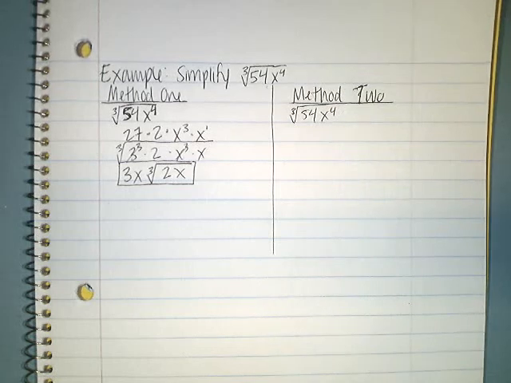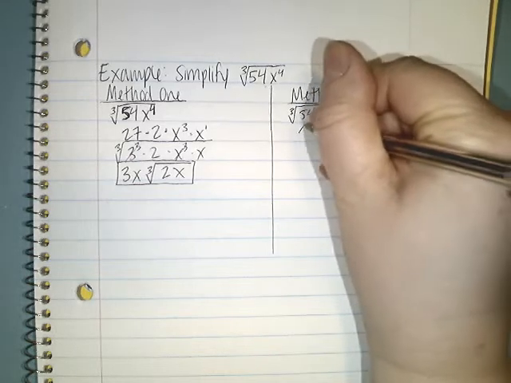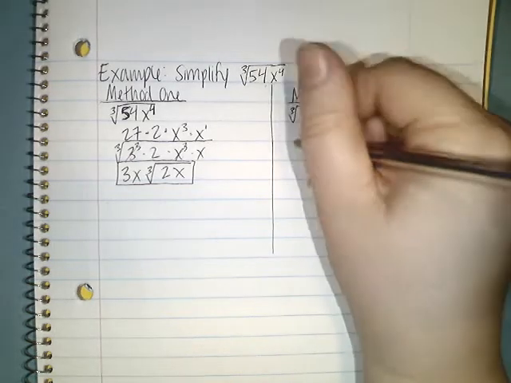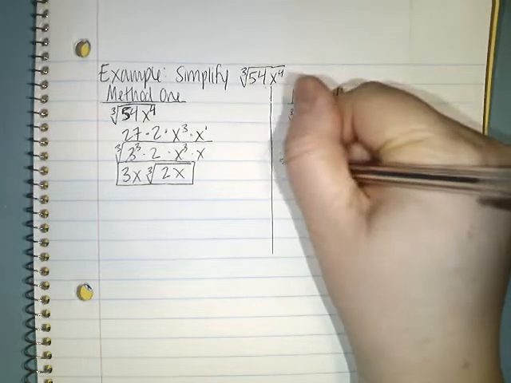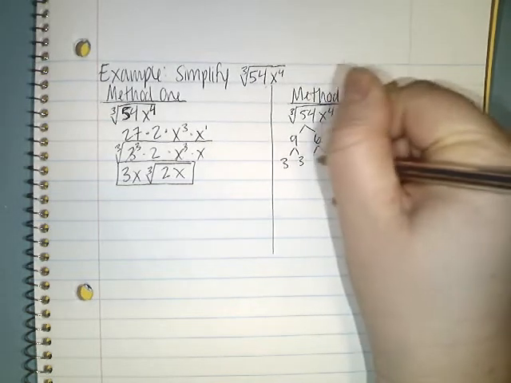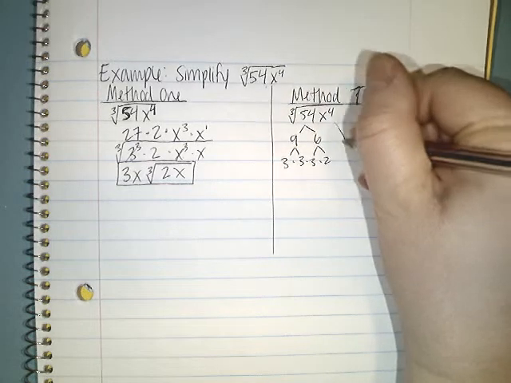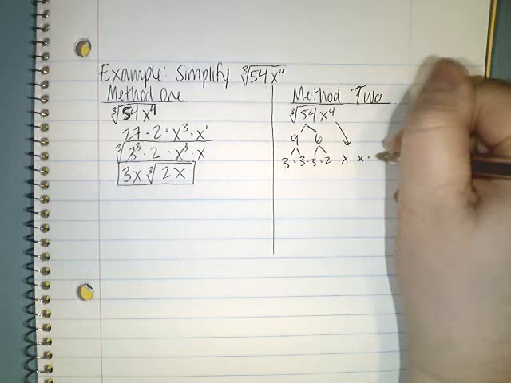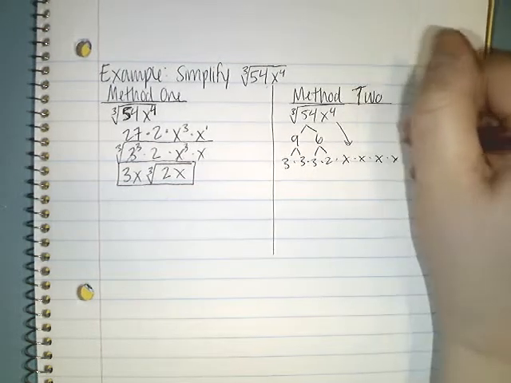So 54x to the fourth, I'm going to make my prime factorization of 54. If you remember factor trees, I'm going to do a factor tree of 54. So I know 54 is 9 times 6. 9 is 3 times 3. 6 is 3 times 2. And then x to the fourth would just be x times x times x times x. So I break it into my prime factorization.